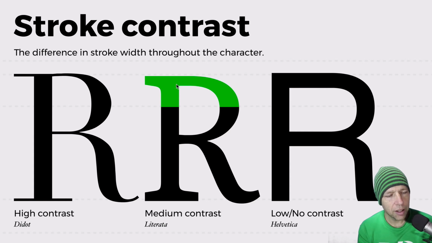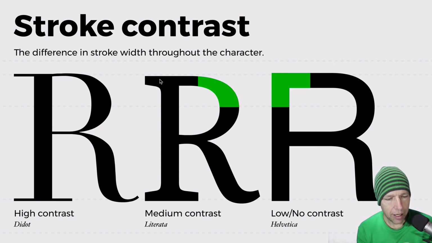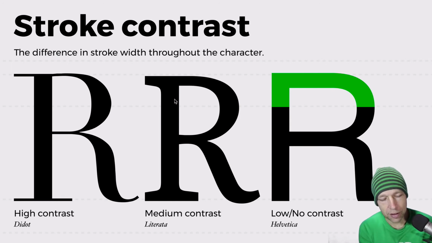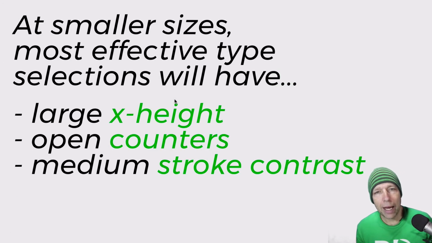With medium contrast, there is a difference between the horizontal and vertical, but it's less pronounced. It calls less attention to itself. A very important designation there, calling less attention to yourself. And then finally, low or no contrast, as you can see here with Helvetica. This is the same exact stroke all the way around, calling absolutely no attention to itself at all. So back to that original phrase, large X height, open counters, medium stroke contrast. So with those things in mind, let's compare 4 different typefaces and see what nets out.